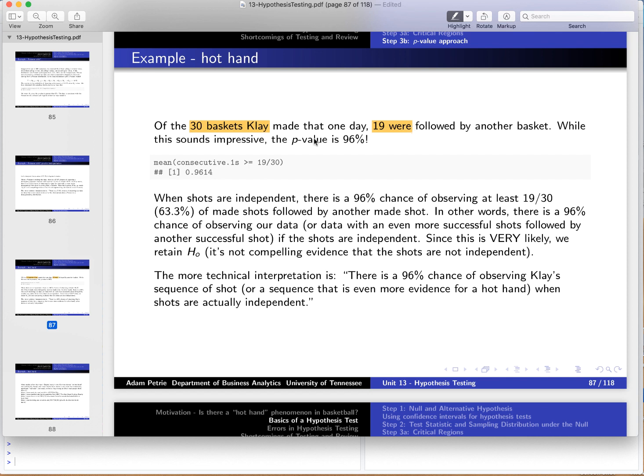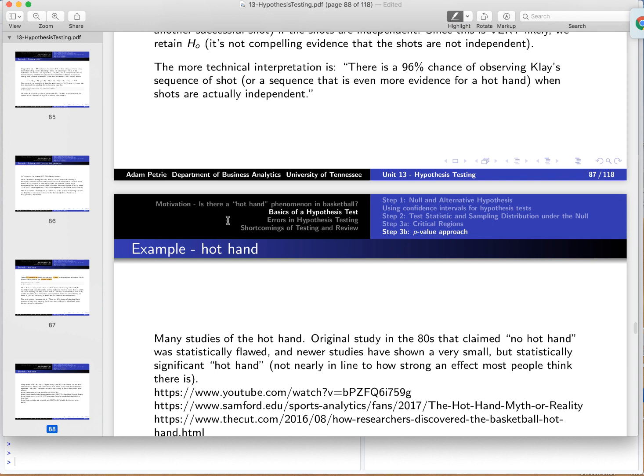But it turns out that if you go and get the p-value of this test statistic, basically if the shots really were just ordered at random, what's the probability of getting at least 19 of those shots made immediately following a basket that was made? That p-value turns out to be about 96%. So if the shots were truly just sequenced at random, there's about a 96% chance that we would have seen at least 19 baskets made immediately following a basket that was made. So much, much higher than 5%, we'd retain that null hypothesis. This really isn't any evidence whatsoever for that hot hand.